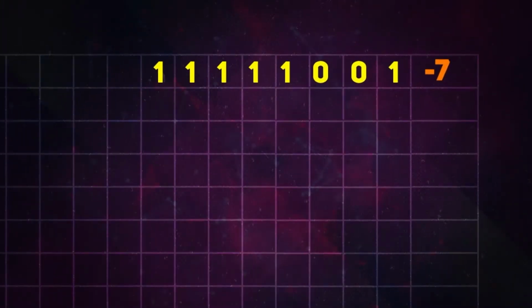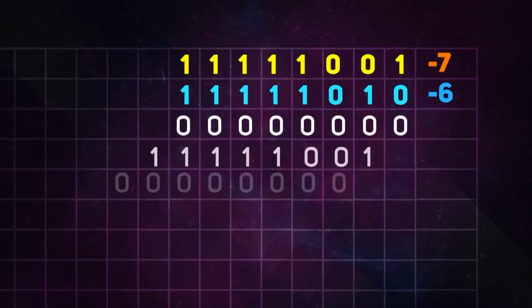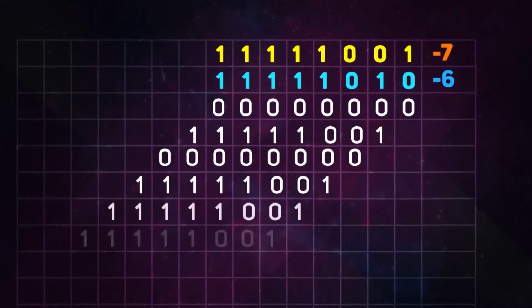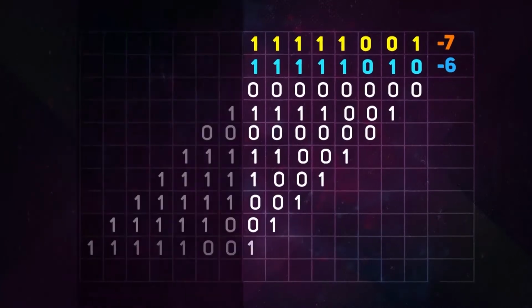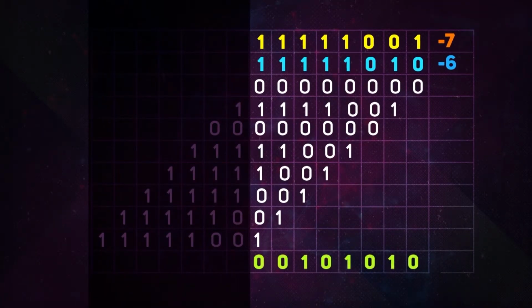So, minus 7 is 11111001 and minus 6 is 11111010. Now, let us multiply them. Write the partial product only up to the 8th bit and see the result. It is 0, 0, 1, 0, 1, 0, 1, 0, which is equal to 42 to the base 10.